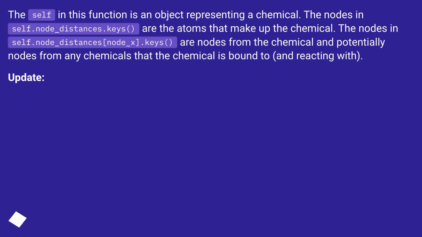The self in this function is an object representing a chemical. The nodes in self.node_distances.keys are the atoms that make up the chemical. The nodes in self.node_distances[node_x].keys are nodes from the chemical and potentially nodes from any chemicals that the chemical is bound to and reacting with.